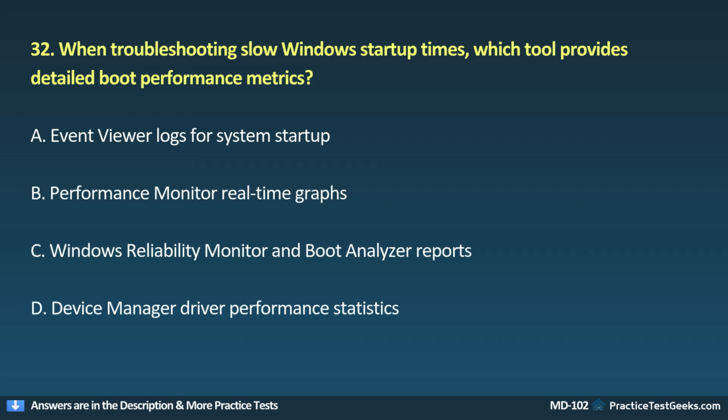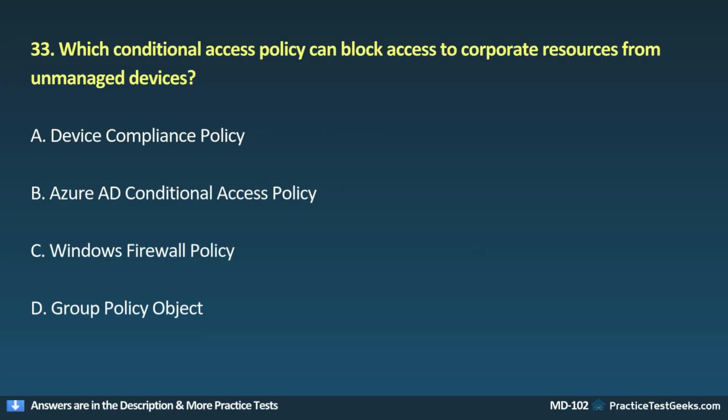32. When troubleshooting slow Windows startup times, which tool provides detailed boot performance metrics? A. Event viewer logs for system startup. B. Performance monitor real-time graphs. C. Windows reliability monitor and boot analyzer reports. D. Device manager driver performance statistics.